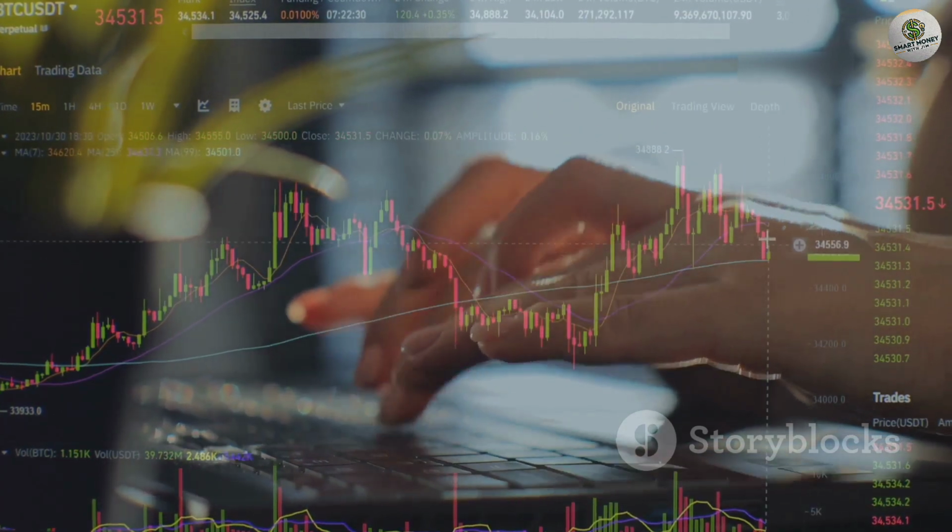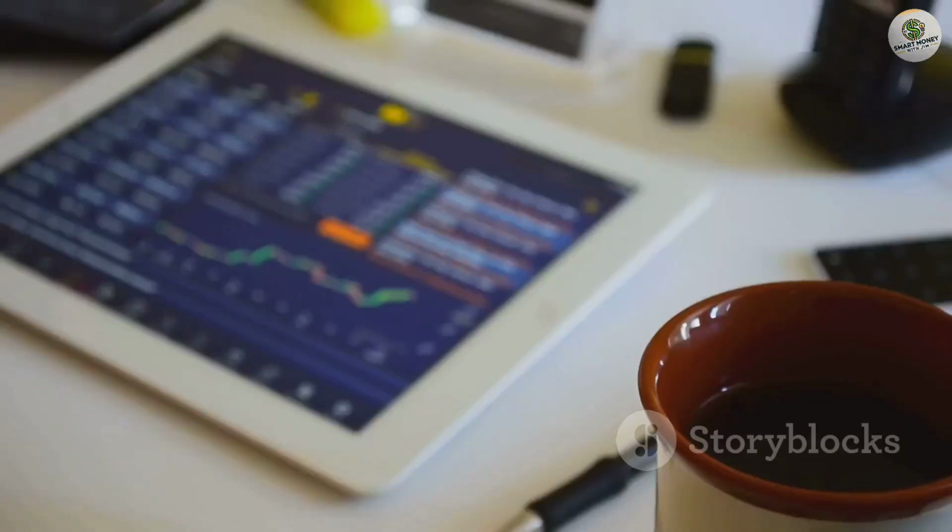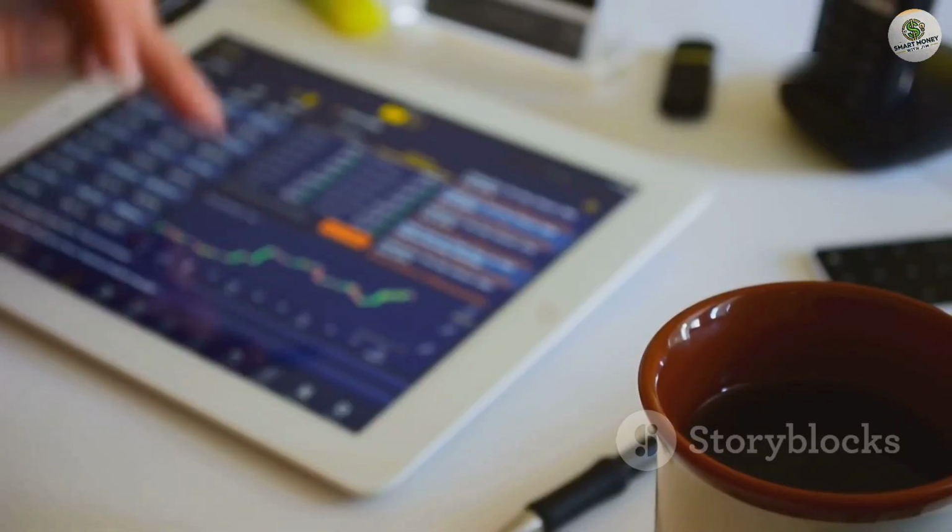Remember, knowledge is power, and in the stock market, knowledge is money. Your financial freedom is within reach. Stay consistent and stay informed.